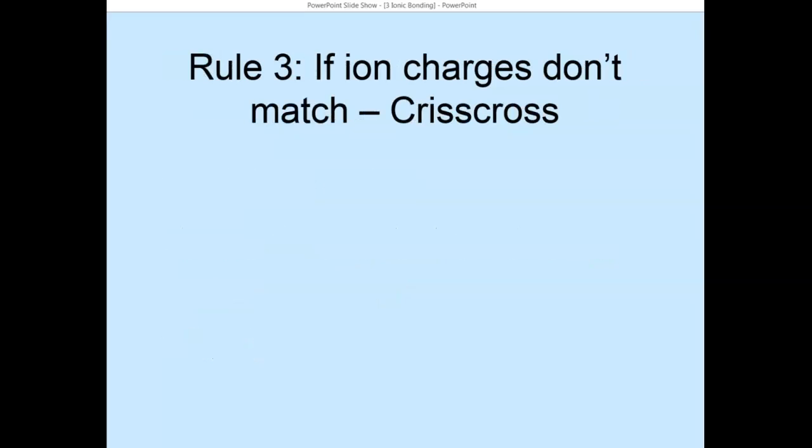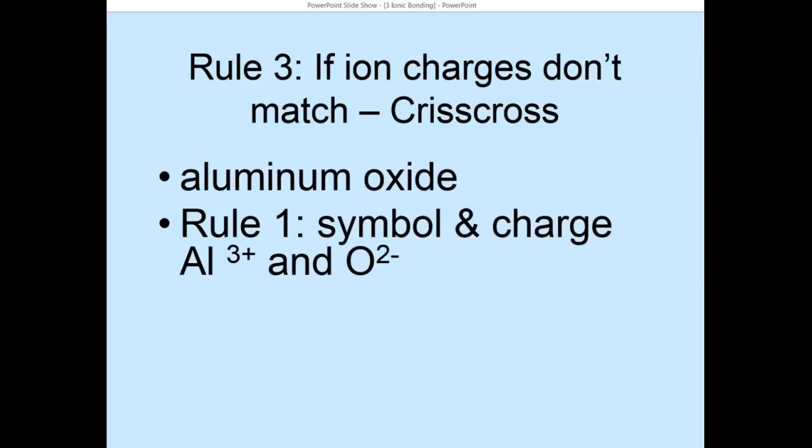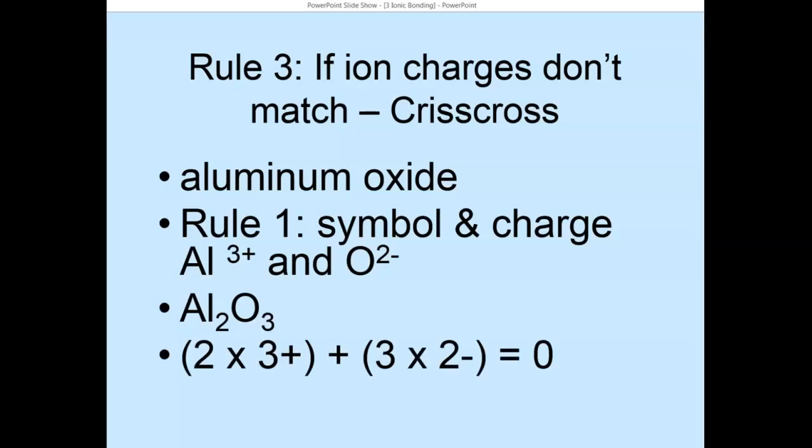For rule 3, if they don't match, let's look at this example, aluminum oxide. So Al is 3 plus. O is 2 minus. They don't match, and so you've got to crisscross. You're going to put this one right here and move it over there. You're going to put this one right here and move it over there. And it looks like this. Right? Crisscross. And you can check. We have 2 aluminums at 3 plus, 3 oxygens at 2 minus. That's 6 plus, 6 minus. You get 0. We're good to go.